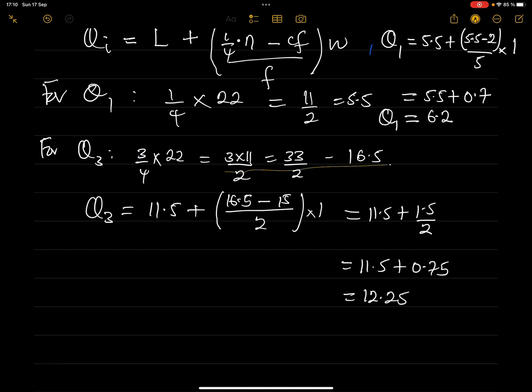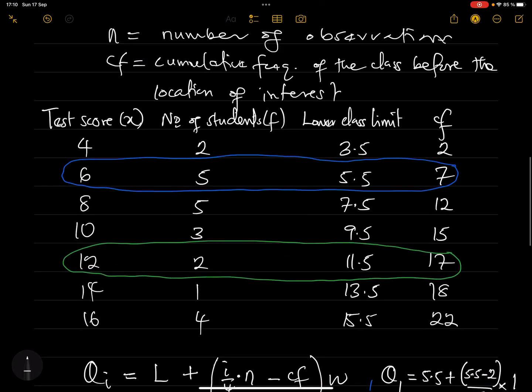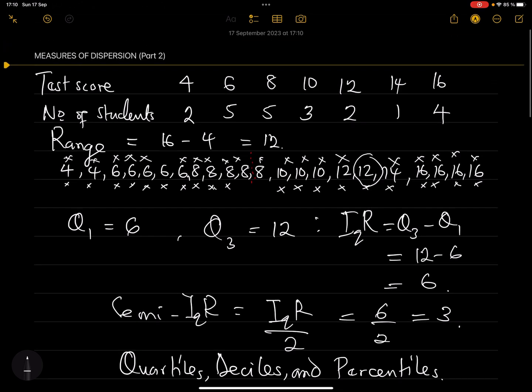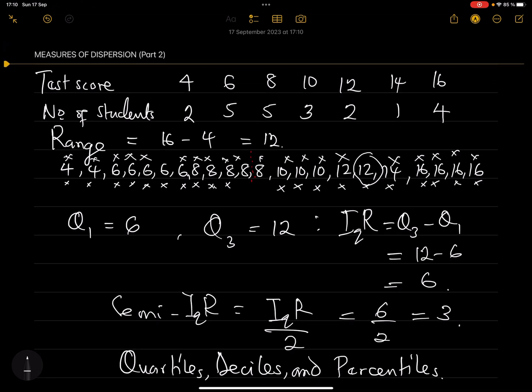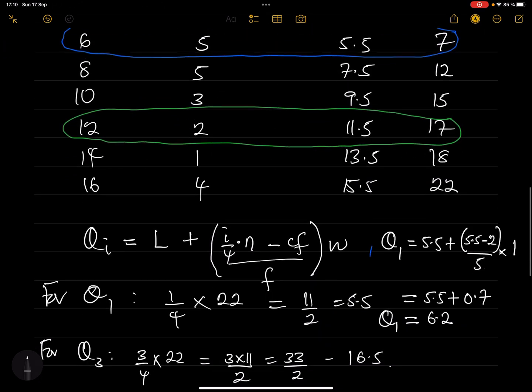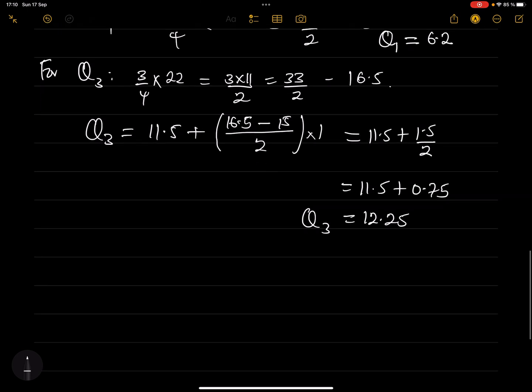12.25. So our Q3 is what? 12.25. Let us now go back and cross check. The last time we got Q3, we got it to be 12 discrete, and we have estimated it to be 12.25. So we are in line.